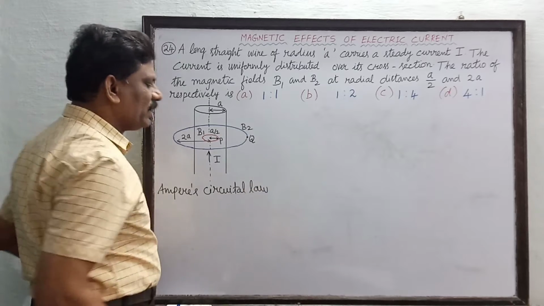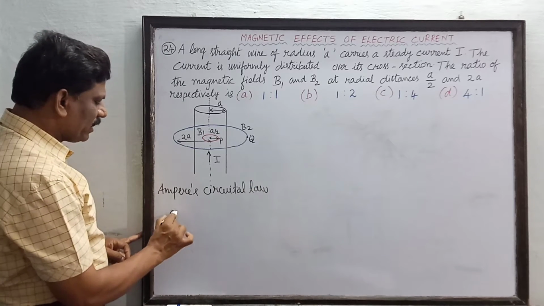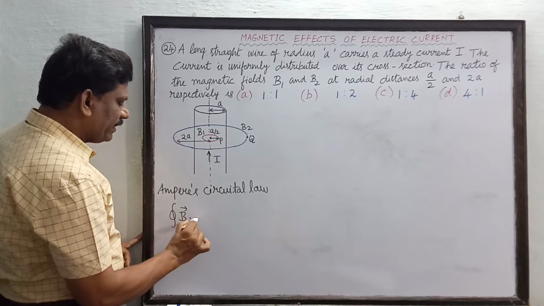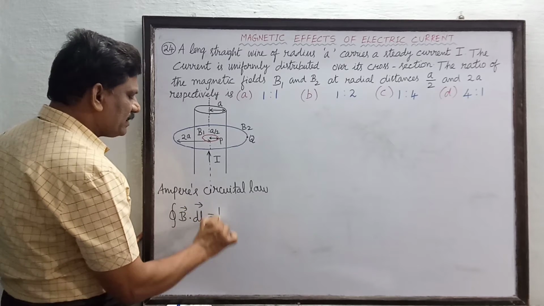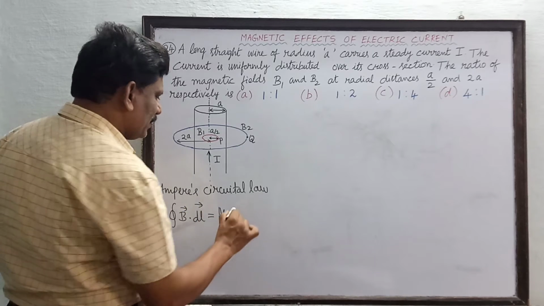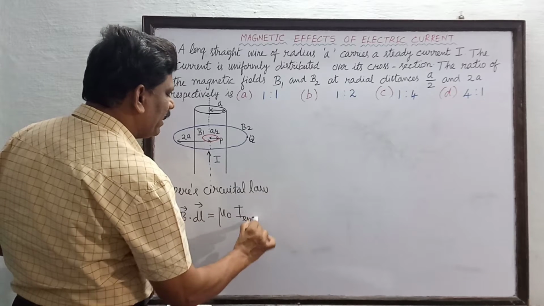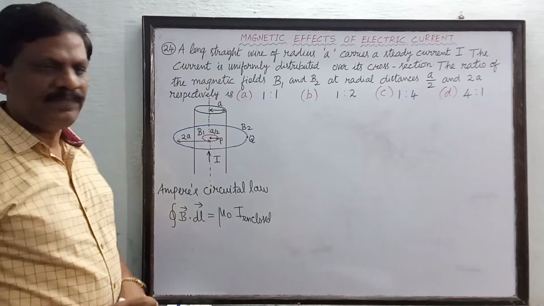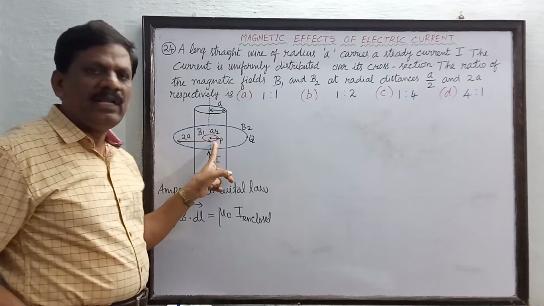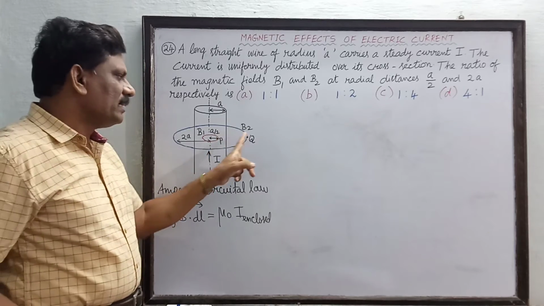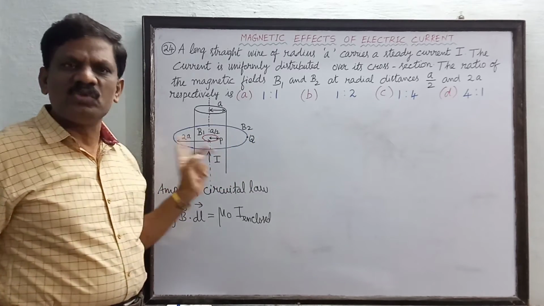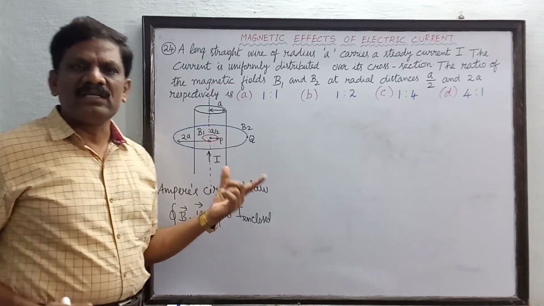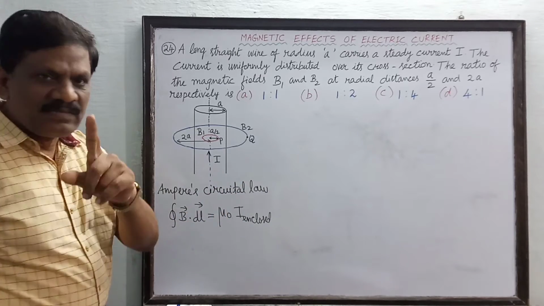According to Ampere's circuital law, the closed line integral of B dot dl is equal to mu naught times the current enclosed inside the closed loop. Here one loop, the smaller loop, is of radius a by 2. The larger loop is of radius 2a. So how much current is enclosed within the smaller loop and within the larger loop? Understanding is very important.